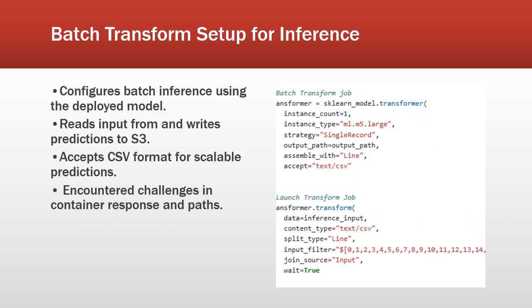So here we are setting up the batch inference process using SageMaker's transformer class. This code configures our deployed logistic regression model to read input data from an S3 bucket, run predictions in batches, and save the results back to another S3 location. We used a single record strategy to handle row-wise predictions and accepted CSV input to maintain consistency.